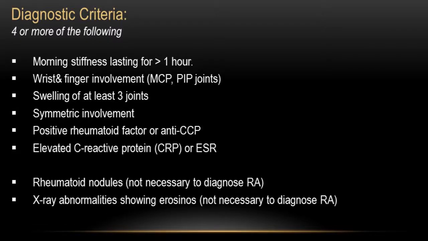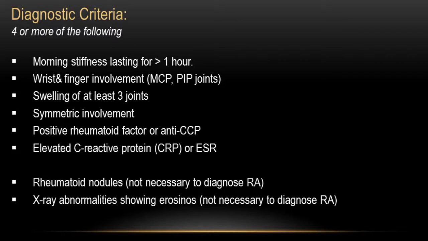To diagnose rheumatoid arthritis, you need to have 4 or more of the following criteria. Number 1, and most important, morning stiffness lasting for more than 1 hour. Wrist and finger involvement, especially the metacarpophalangeal joints, the knuckles, and the proximal interphalangeal joints. Characteristically, rheumatoid arthritis always spares the very distal joints of your fingers, the DIP, the distal interphalangeal joints. Swelling of at least 3 joints. Symmetric involvement. All your joints hurt to the same extent. All your joints show manifestations of inflammation to the same extent.